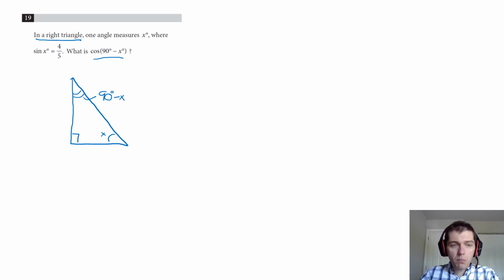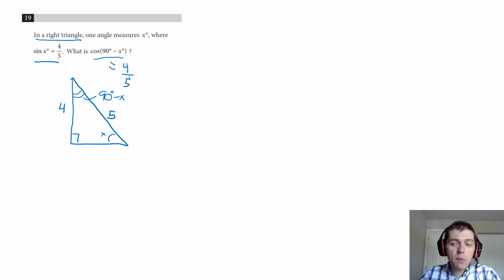And we know from the problem that the sine of the x angle is 4 over 5. And sine of x is equal to opposite over hypotenuse. So we can write in, this is the opposite side, opposite over hypotenuse. And now we can go back and we know that cosine is equal to, this is the angle we're looking for the cosine on, adjacent over hypotenuse, which is 4 over 5, which means that the answer here, the cosine of 90 minus x, is equal to 4 over 5.